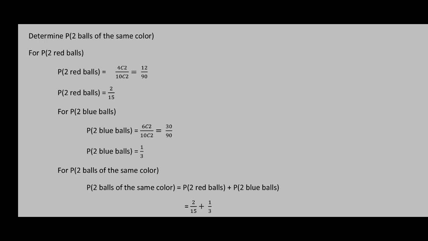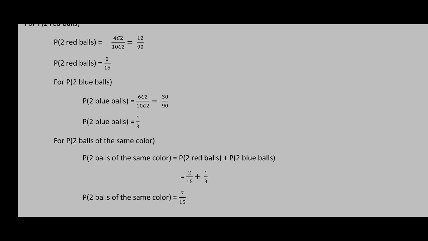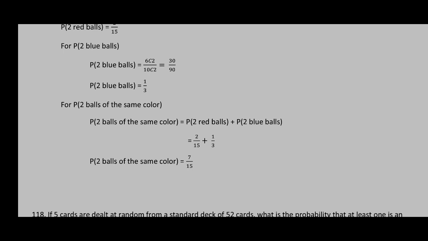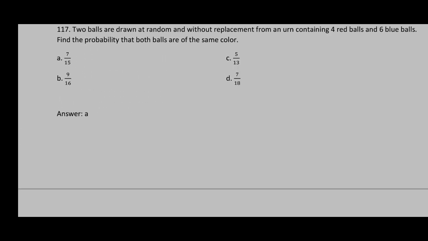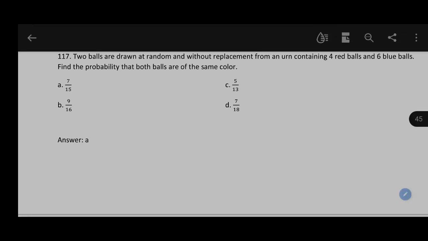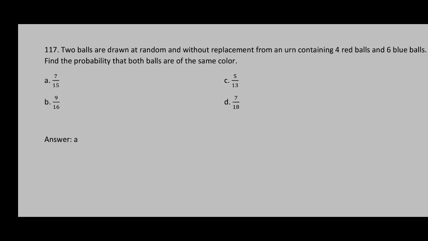And then, for P of 2 blue balls, yung 2 red balls natin, diba, yung 2/15. 2 blue balls natin is 6C2 over 10C2 is equals to 30/90 or 1/3. So, probability naman ng 2 balls of the same color, kokombinahin mo lang yung dalawa. P of 2 red balls plus P of 2 blue balls, magiging 2/15 plus 1/3. Kaya lalabas diyan na probability ng 2 balls of the same color is 7/15. Letter A. Nakita mo yung tanong na yan sa board exam, sagot daw diyan ay letter A, 7/15.